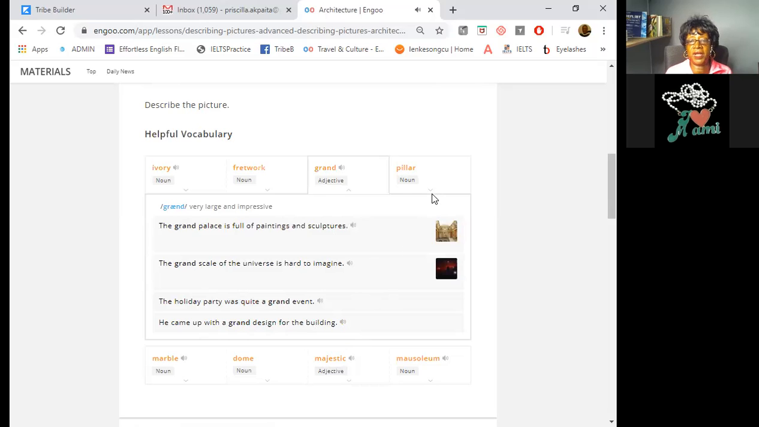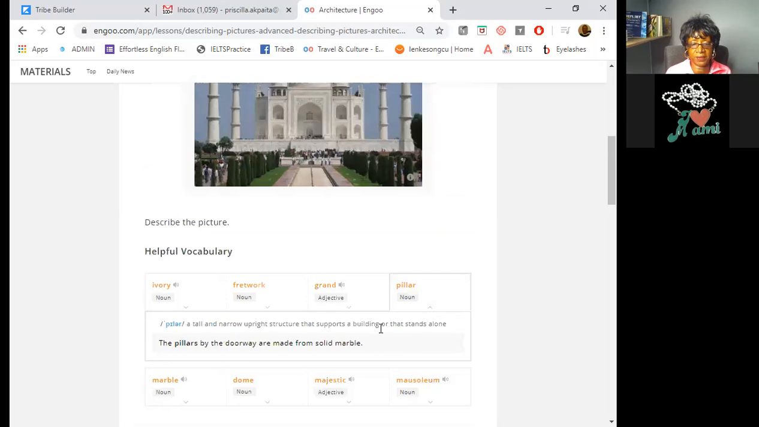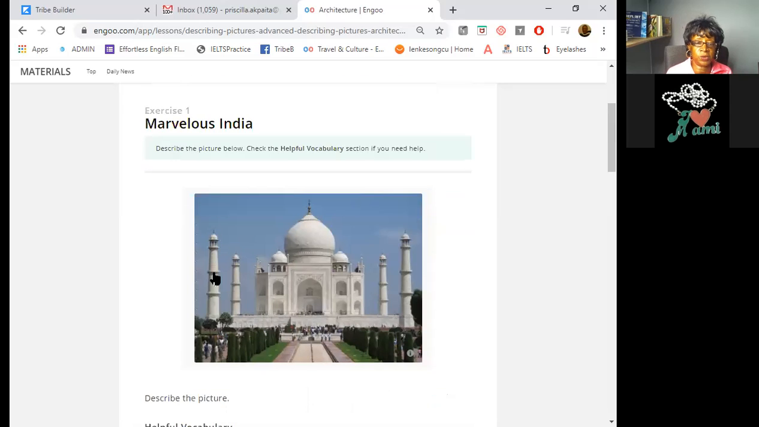Okay, good. So now let's look at the word pillar. Let's see what a pillar is. Pillar: a tall and narrow upright structure that supports a building or that stands alone. So these would be considered pillars. These are called pillars. 1, 2, 3, 4. And there are other pillars too, because here are some pillars here. There's one here, and each of these little ones here. All of these are considered pillars. So these are fixtures that stand alone.